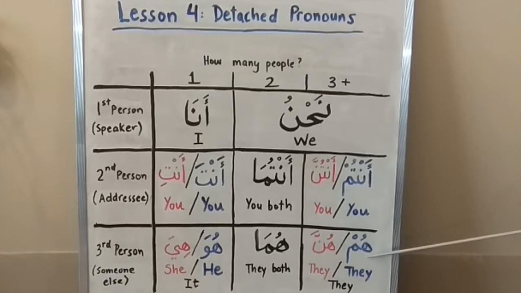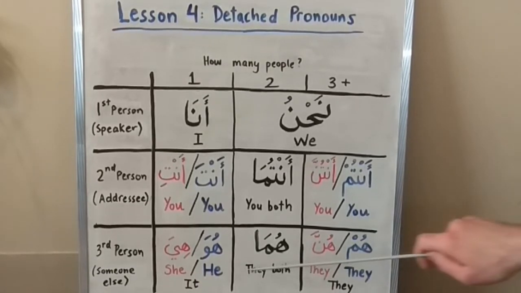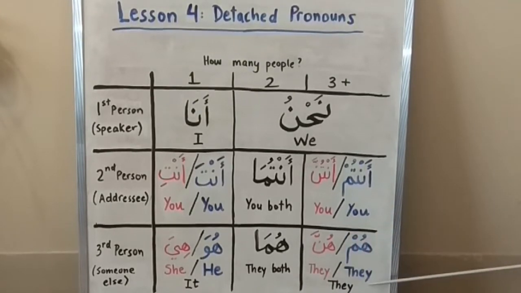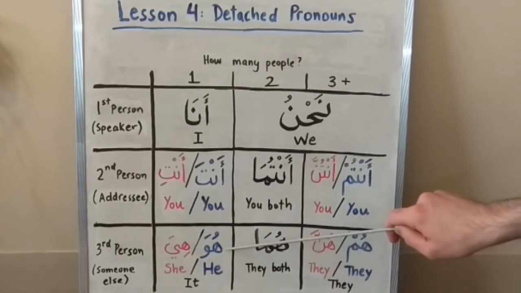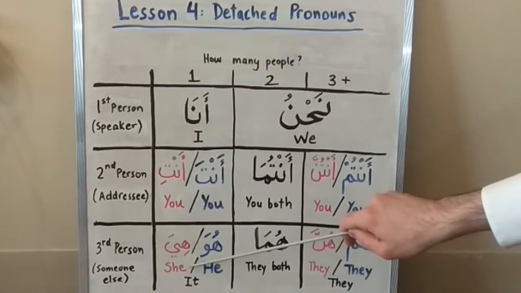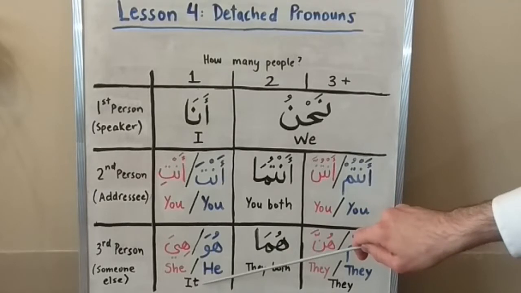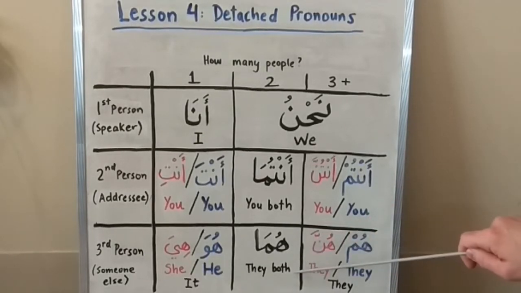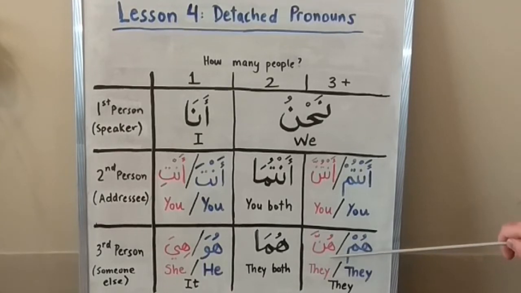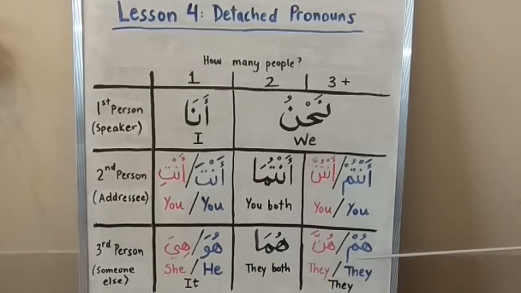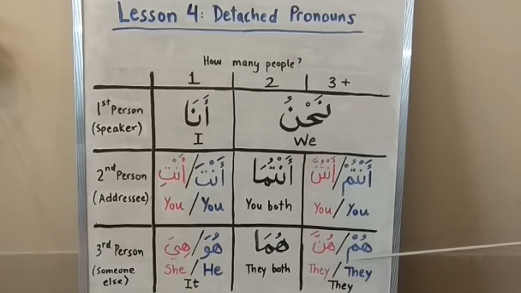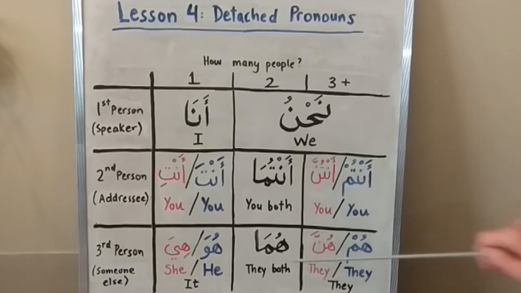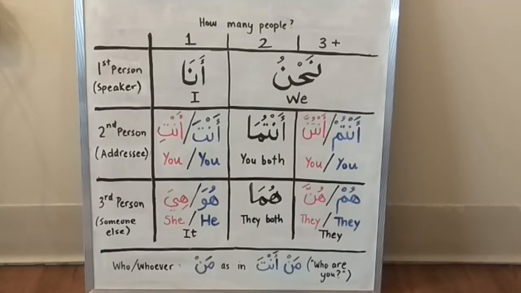Finally, when you're talking about someone who's not in the conversation, in English we would say he, she, or it in the case of singular, or we just say they in the plural. In Arabic, we use the words huwa for he, hiya for she, and either of those could also mean it if we're talking about an inanimate object that's masculine or feminine. Huma is for they both, and hum and hunna are the plural forms, so for plural masculine and plural feminine. These ones are quite common in the Qur'an. Duals, not as much.